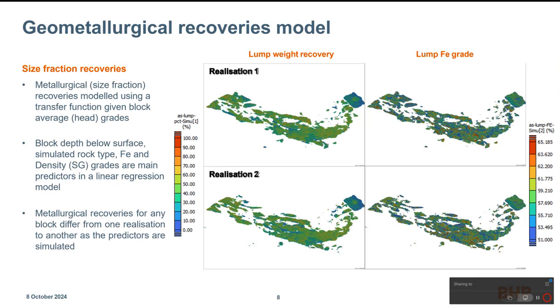Iron ore is sold as different products, lump and fine products, which rely on geometallurgical models for us to understand the recoveries of those different product types. In these models, the metallurgical recoveries are modeled using a transfer function, given the average grades of the simulated head grades. That transfer function relies on the depth below surface, the rock type or material type, the quality of the ores, and the specific gravity or density of those ores.